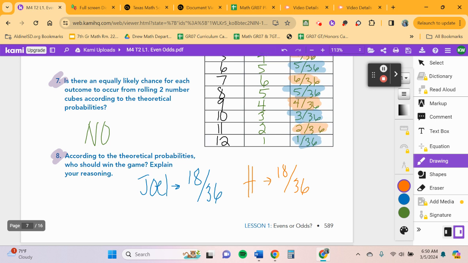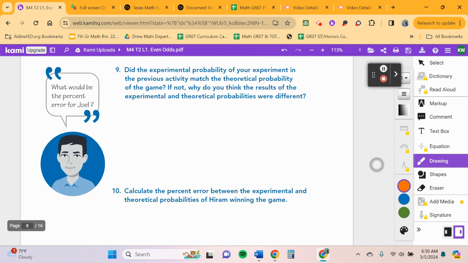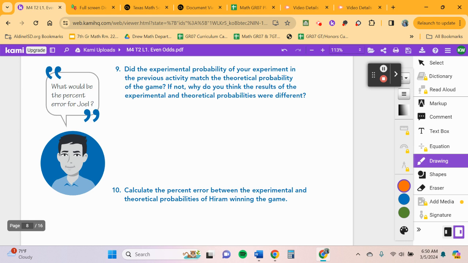No, because as we can see, they both have the same chance of winning here. Okay, let's move forward. So number 9, did the experimental probability of your experiment in the previous activity match the theoretical probability of the game? If not, why do you think the results of the experimental and theoretical probabilities were different?